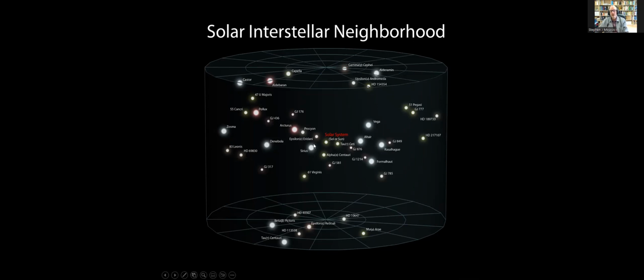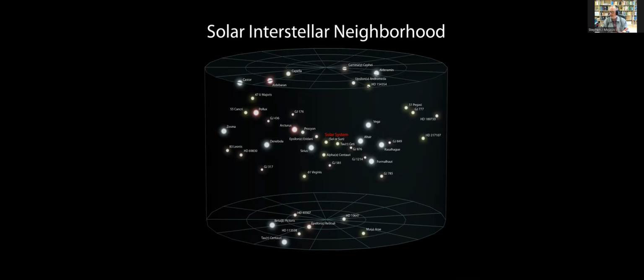There's some more here, Sirius, which I just mentioned, the blue star, and Epsilon Eridani, Procyon, Arcturus, Deneb, and even further stars, which are large and bright, like Castor, Aldebaran, Capella, and here's Vega on the other side. So this is just a small collection of stars within several tens of light years of us.